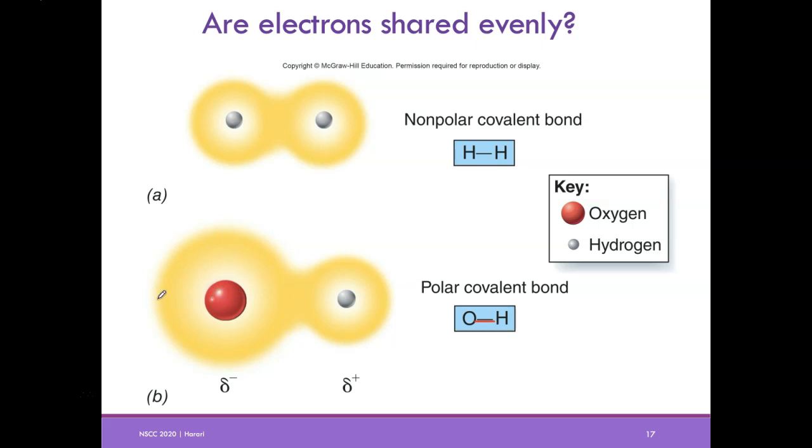So this oxygen really wants to hold on to electrons very badly. So electrons spend more time on the left, so to speak, which makes this partially negative. And since there's a partial negative and a partial positive, clearly electrons are not being shared evenly. So that's what explains this polar covalent bond. Polar is unequal sharing, nonpolar is equal sharing.